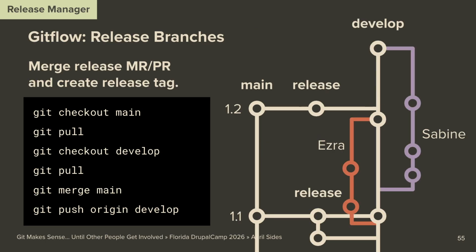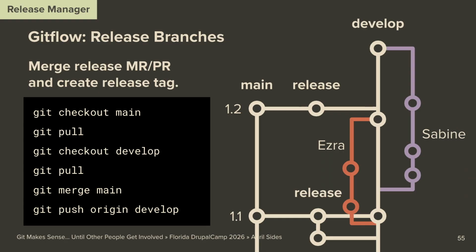And so now we want to create, let's see, what do I get here? Merge release MR, create the release tag. All right, so this is creating the actual release, I believe. So we're going to check out main, pull the latest changes from main, check out develop, pull the latest changes from develop, merge main into develop, and push the develop branch up.